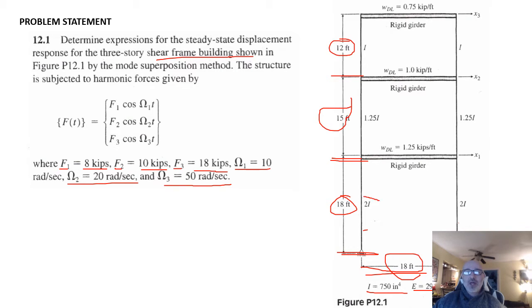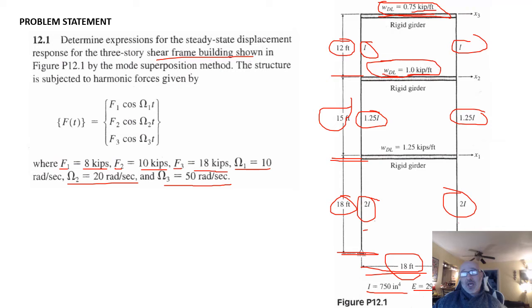Now for the supports along the way, this is given to us as 2I and 2I, and realize there's one on each side. For the second set it is 1.25I and 1.25I, and at the top it is I and I. Now we also have the weight, or our mass, and notice that they give this to us in kip per feet. So our W DL is 0.75 kip per foot for our top mass, M3. For M2, our middle mass, our W DL is equal to 1 kip per foot. And here we have our W DL equal to 1.25 kip per foot for our mass 1. So this is our X1, X2, and X3. A lot of the information is given to us in the geometry and dimensions of this diagram for our shear frame building.